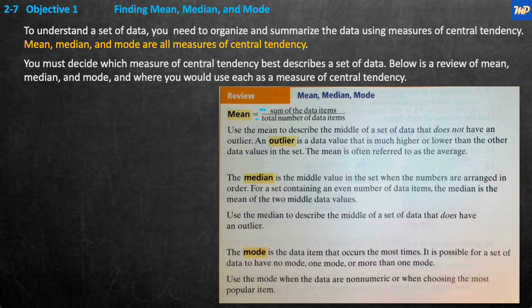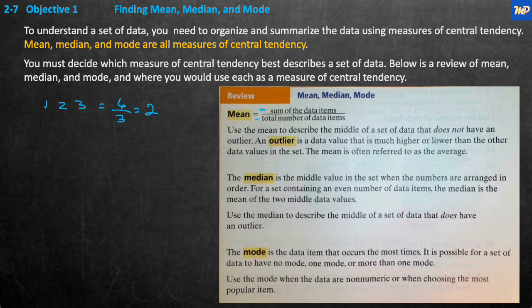So if I asked you to give me the average of the numbers 1, 2, and 3, what would you do? You would add these three figures together. So 1 plus 2 is 3, plus 3 is 6. That equals 6, and there are 3 items. You divide by 3, and that is equal to 2. So the average of 1, 2, and 3 is 2, and it's kind of easy to see. You can see the 2 is right here in the middle.